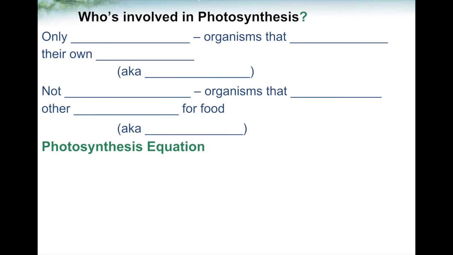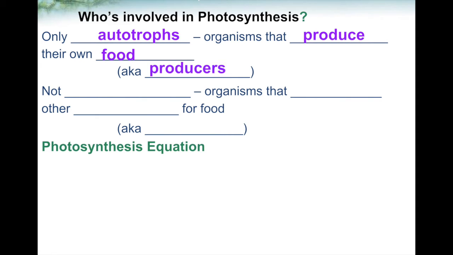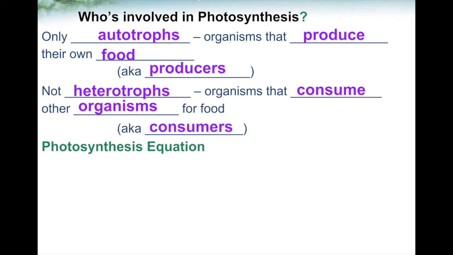So who is involved in photosynthesis? Only autotrophs can do photosynthesis. And remember, they produce their own food inside their own bodies. Autotrophs are also known as producers. Who is not involved in photosynthesis? We would call them heterotrophs. They get energy by consuming or eating other organisms. They can't make their own food in their bodies. They cannot do photosynthesis. Another word for heterotrophs is consumers.